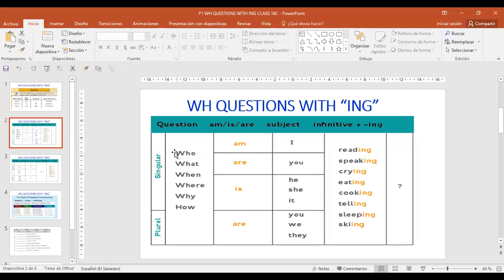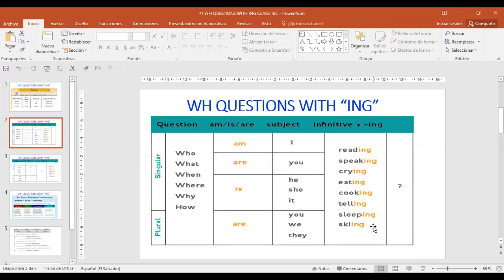So here I have more. For example, who am I reading, right? Vean que aquí ya vemos el verbo principal, ¿verdad? O de manera infinitiva, que sería read, y le agregamos ing. What are you speaking? When are you crying? Where are you eating? Why is he cooking? How is it telling? How are you sleeping? How are they skiing? Vean, en el caso de ski también, ¿verdad? Como es consonante vocal, no duplicamos nada. Aquí no es que hayamos duplicado, sino que simplemente agregamos ing.